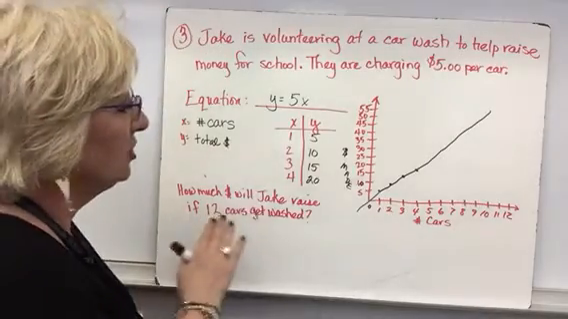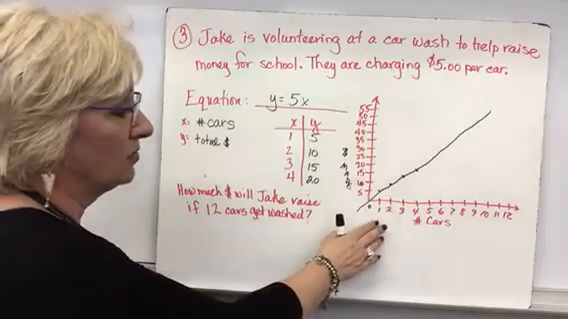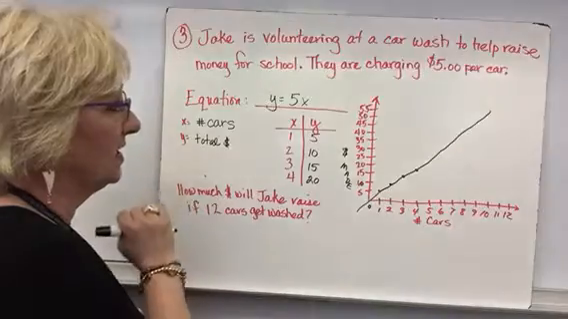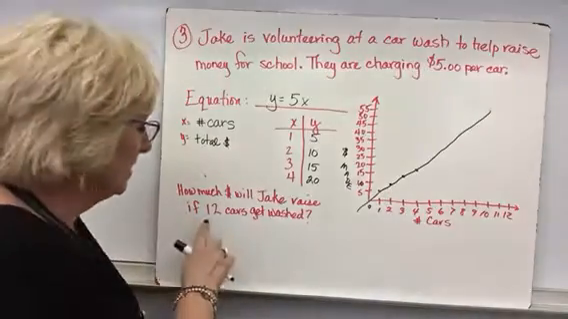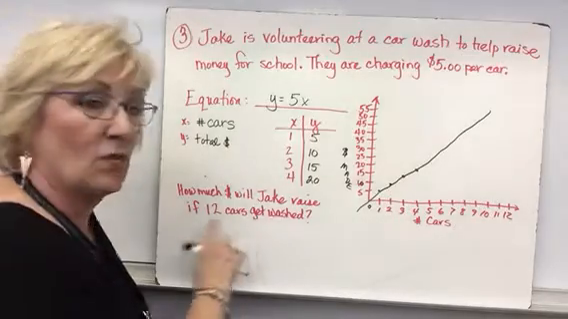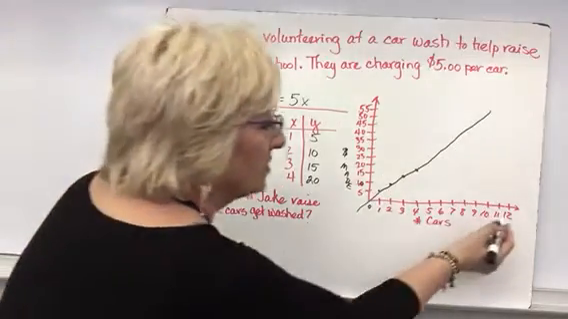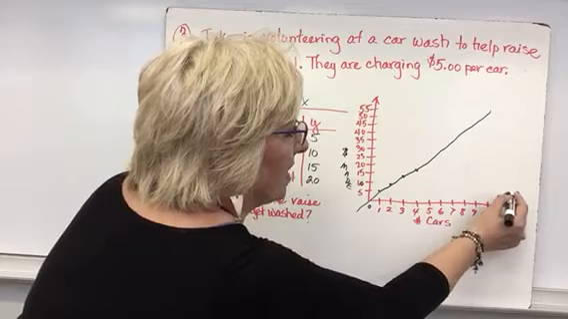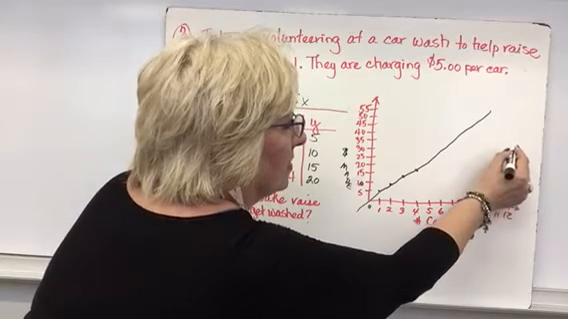I can use this actual chart, or I can use the equation that we have come up with to decide how much money Jake will raise if 12 cars get washed. So I'm going to come down here to 12, and I'm just going to dot it right up here to 12.